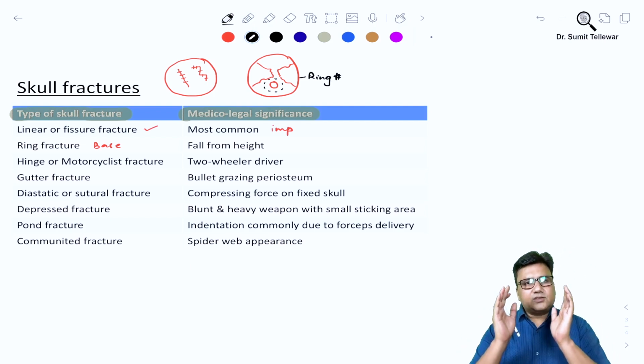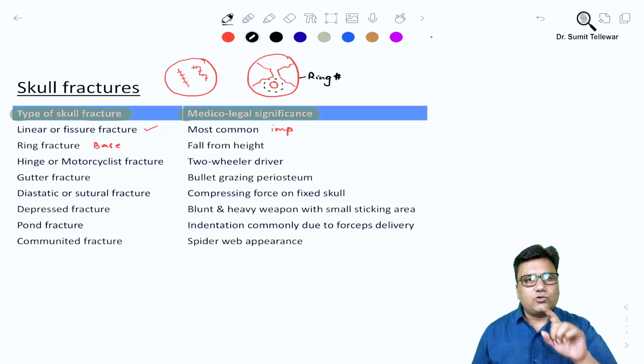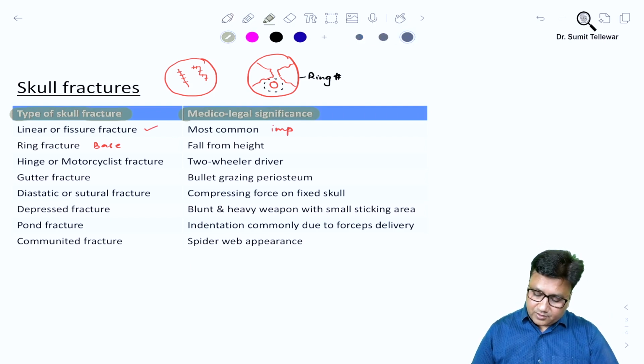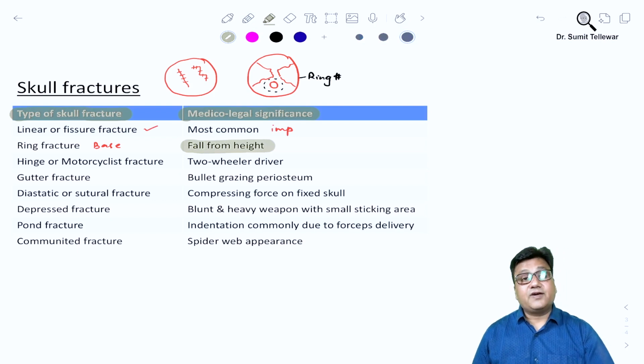Even if it is not surrounding the foramen magnum completely, even if it is only a partial encircling of the foramen magnum, it is still called a ring fracture. What is the medico-legal significance? It signifies fall from height. Right, it signifies fall from height. It strongly signifies fall from height.